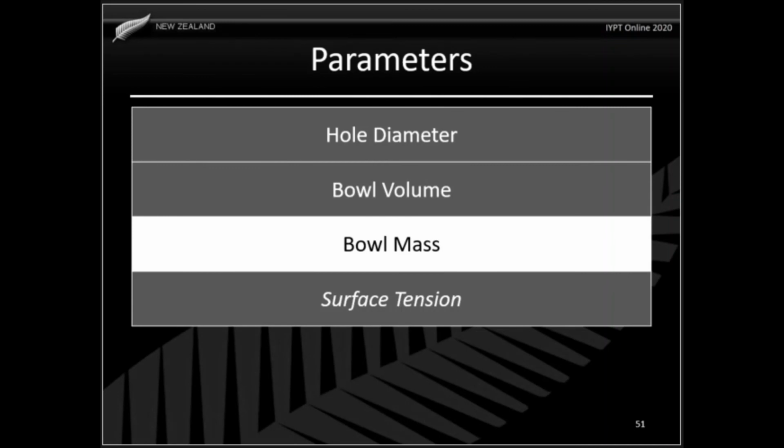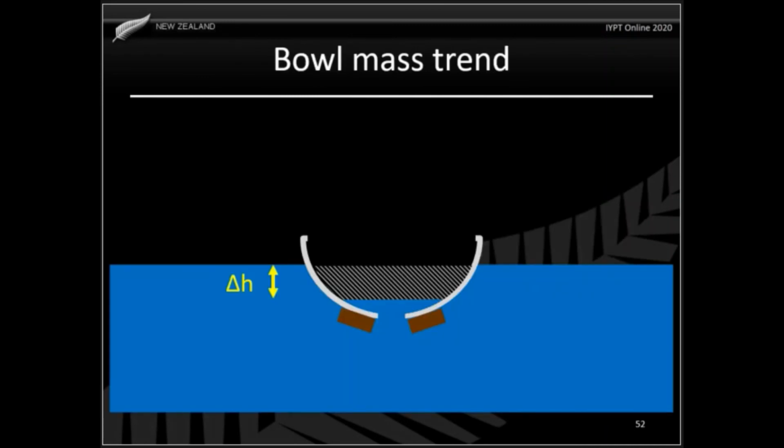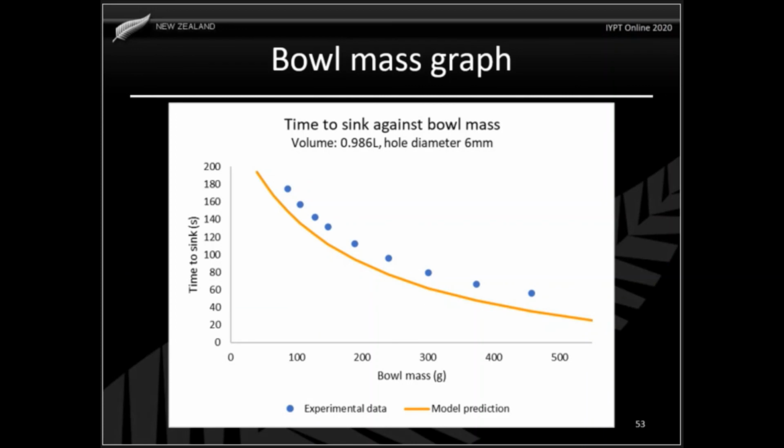I will now talk about bowl mass. Increasing the mass of the bowl means the bowl displaces a greater volume of water as it sinks. This means that the height difference and therefore the pressure difference is bigger, but it also means that the bowl doesn't have to fill up as far before it sinks. This graph shows that as the mass of the bowl increases, the time to sink decreases.